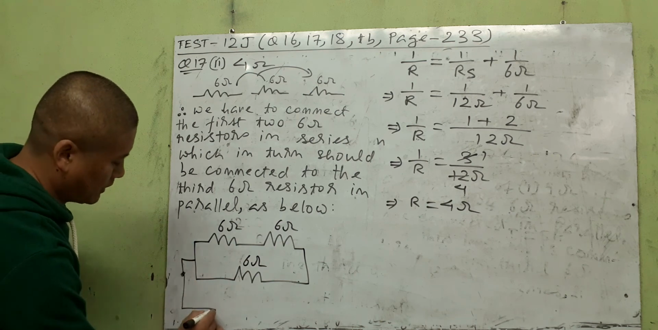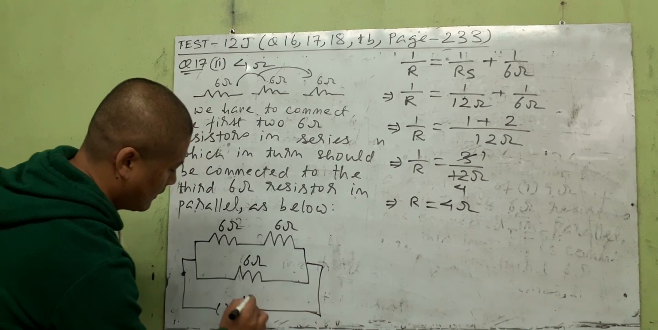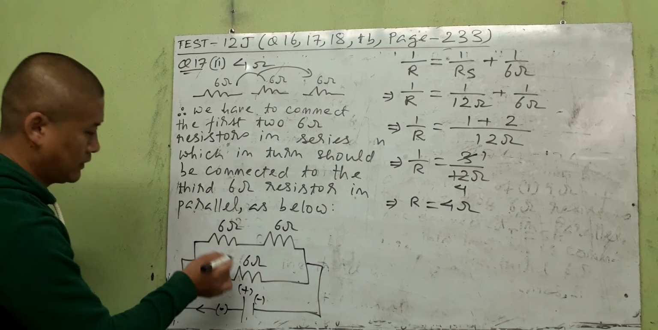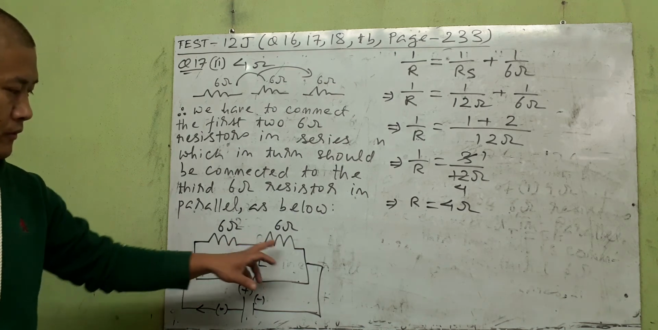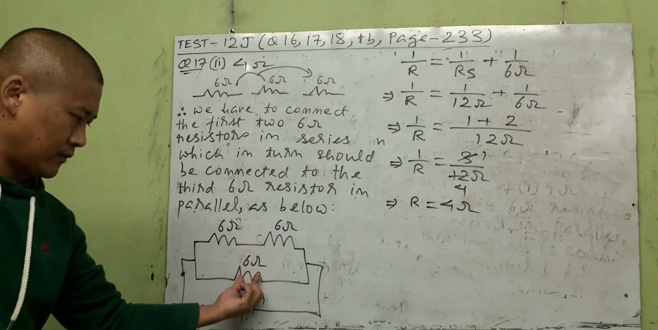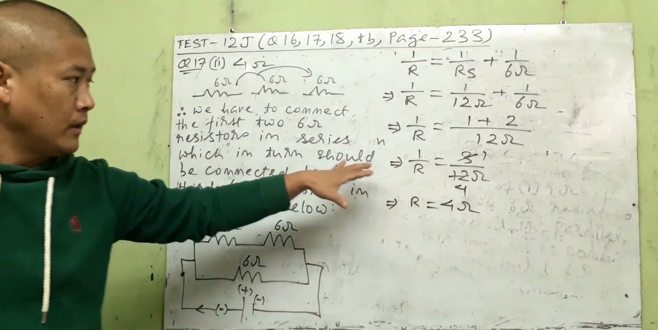And I have to show the battery here, switch, long, short. Plus, minus is the short, dot means current flows like this. So these first two in series are connected in parallel with the third, then you're getting total 4 ohms. I hope that's clear, right?